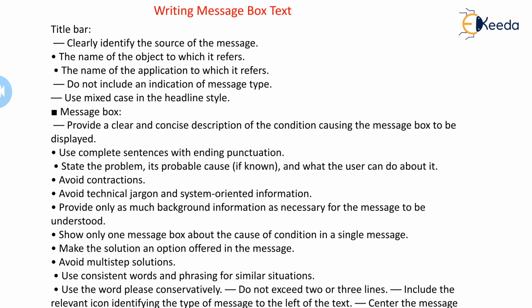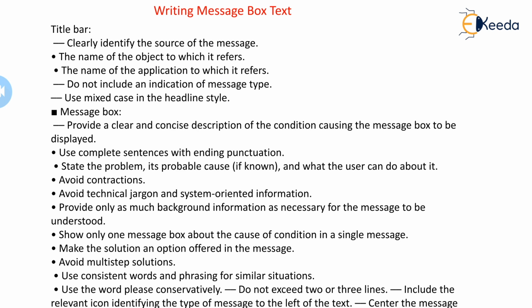It provides a clear and concise description of the condition causing the message box to be displayed, in terminology the user understands. So use complete sentences with ending punctuation. State the problem, its probable cause if known, and what the user can do about it, no matter how obvious the solution. To help user comprehension, avoid contractions, technical jargon, and system-oriented information. Make messages as specific as possible.